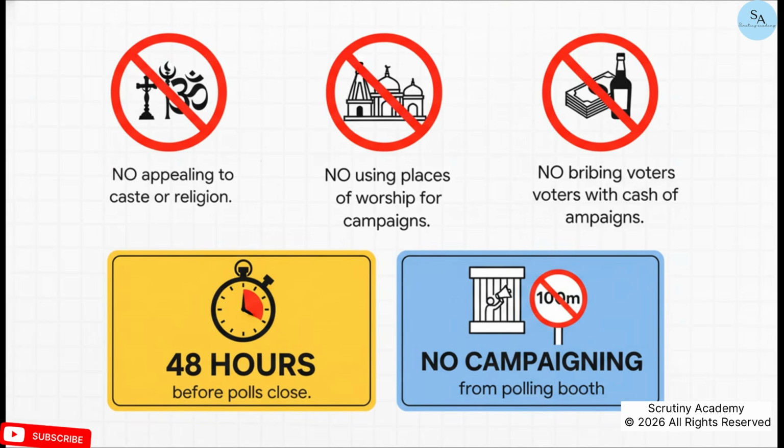No using temples or mosques for campaigning. And definitely no bribing voters with cash or liquor. And hey, remember these two numbers for your exam? Campaigning is totally banned within 100 meters of a polling booth on voting day. And all campaigning has to stop exactly 48 hours before the polls close. That 48-hour rule? It's a classic exam question.